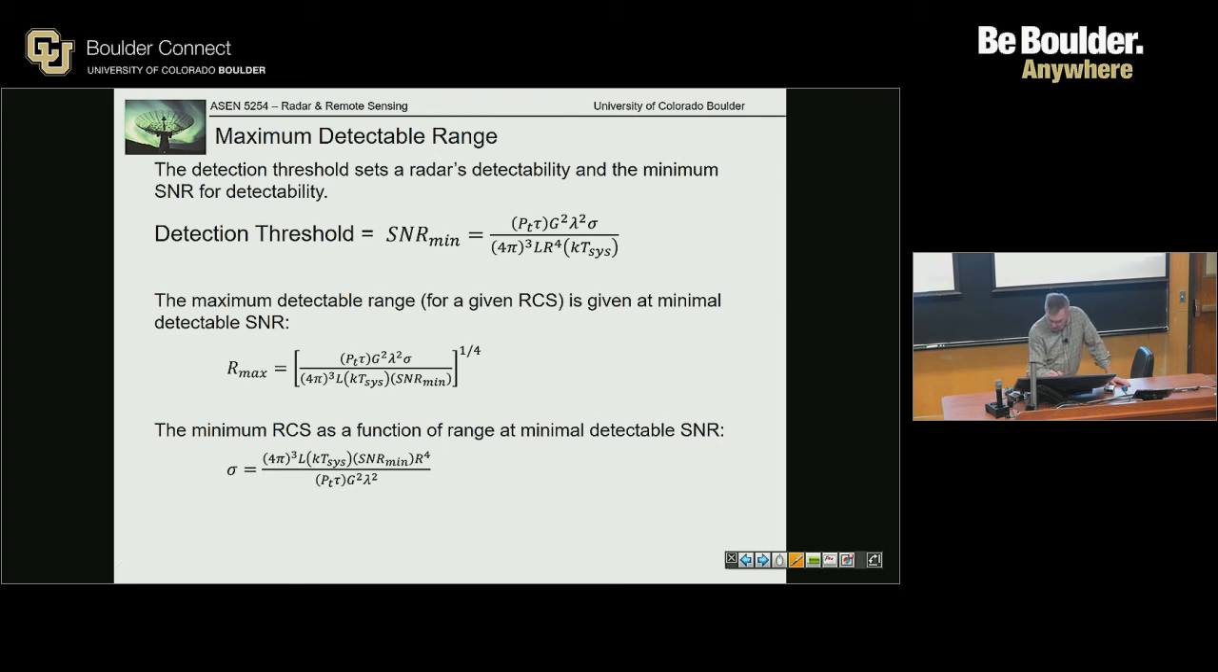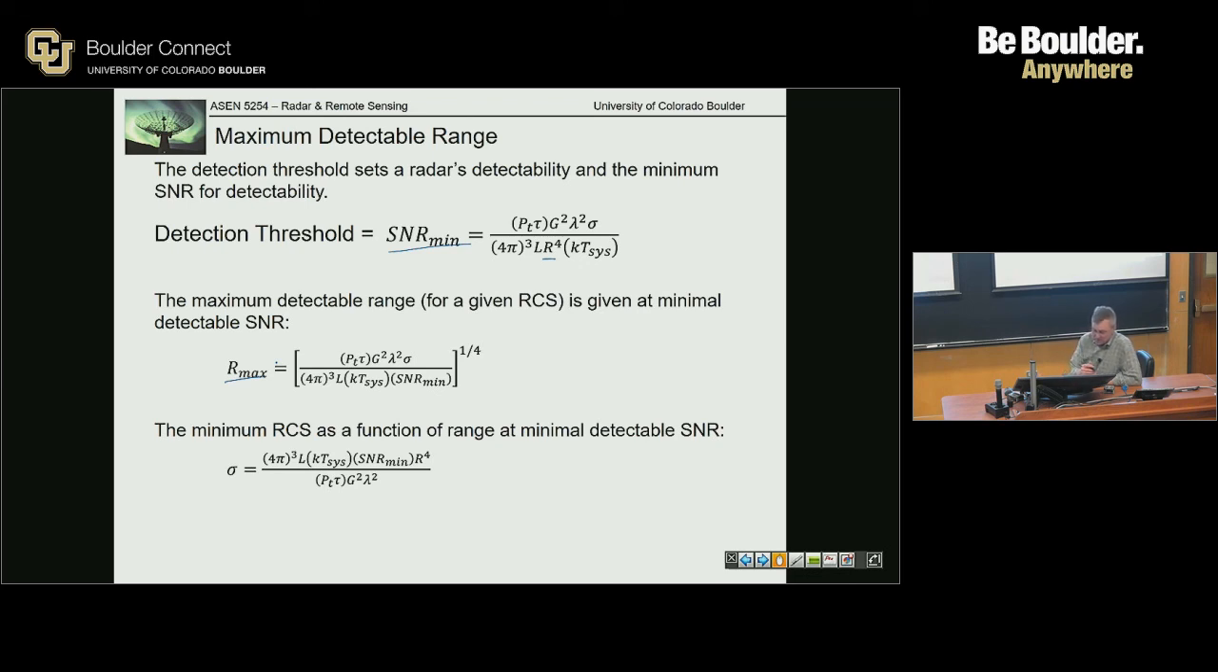And then these are the calculations that we did before of minimum signal to noise. Given a range, you can then find your unambiguous range or your minimum RCS.